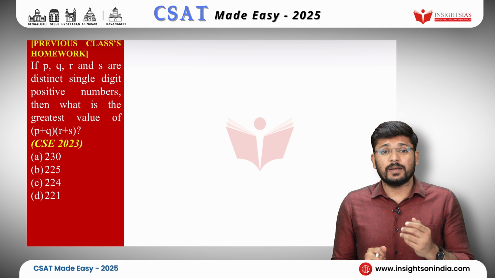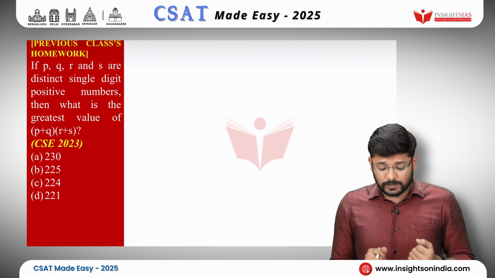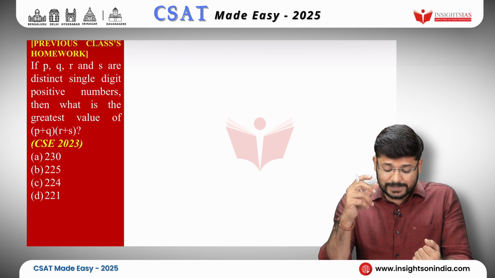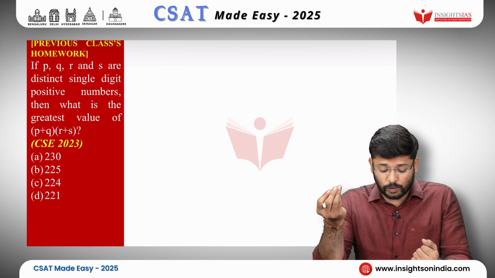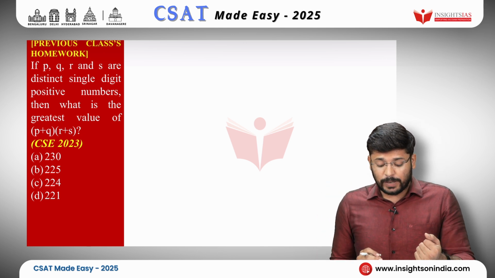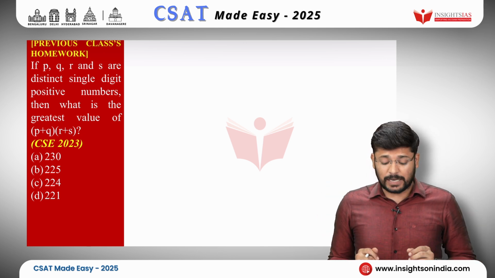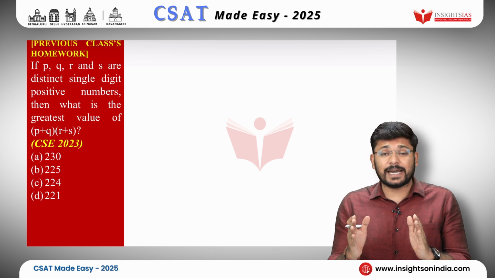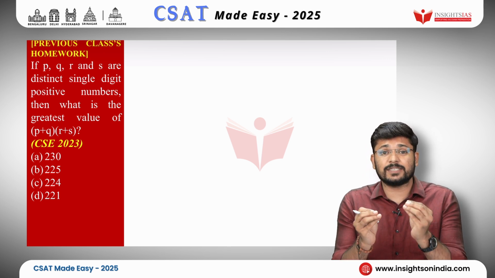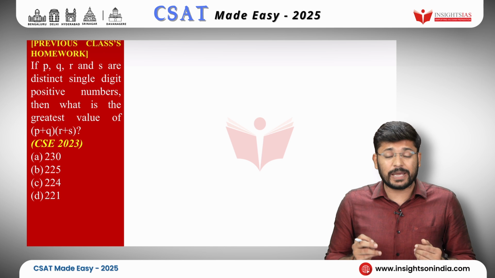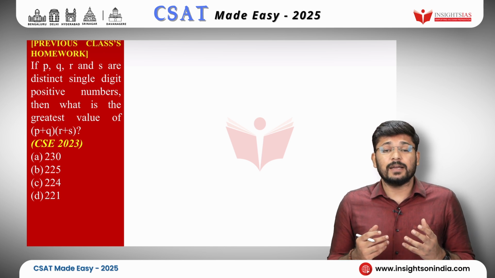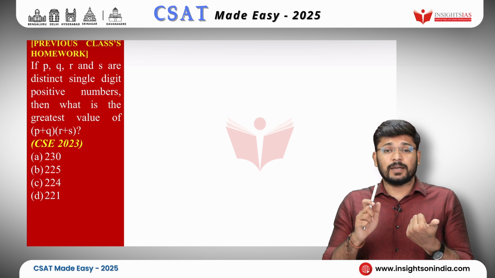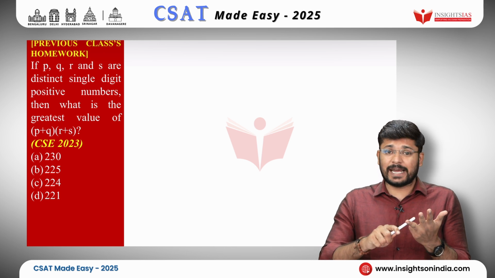What was the question? It was a basic arithmetic question, right? If P, Q, R and S are distinct single digit positive numbers, then what is the greatest value of (P plus Q) into (R plus S)? And I had given you a clue also. If you want the greatest value, we need to take the greatest single digit positive values for P, Q, R and S. What are the greatest single digit positive integers? That would be 6, 7, 8, 9.